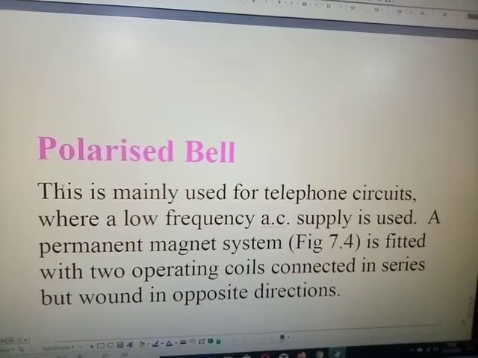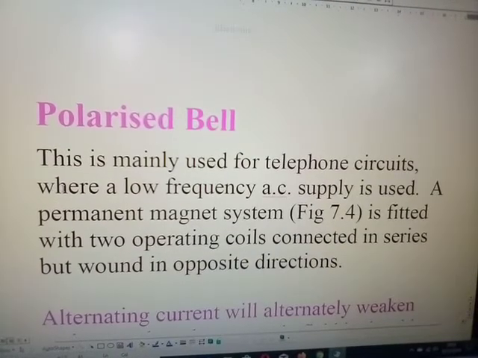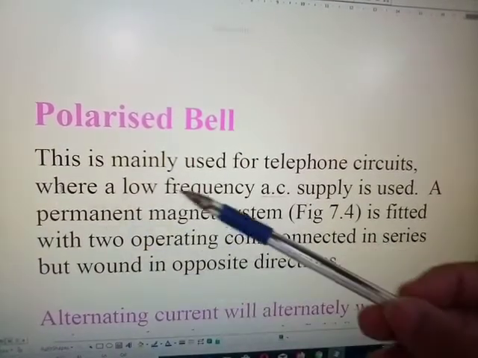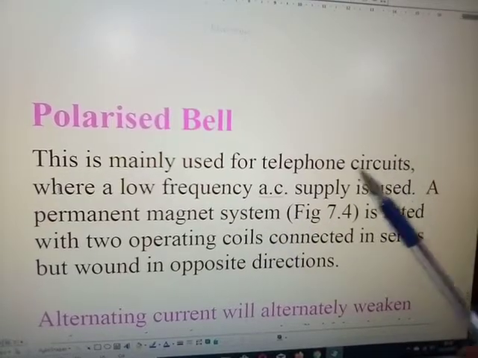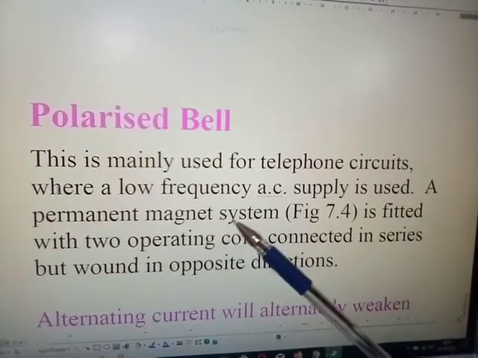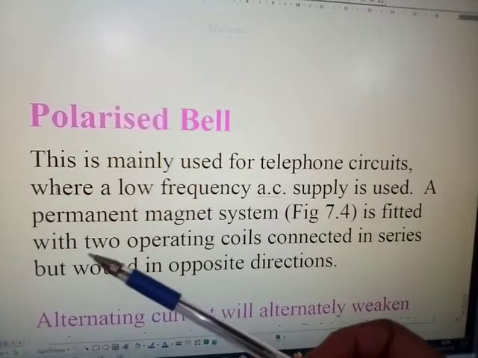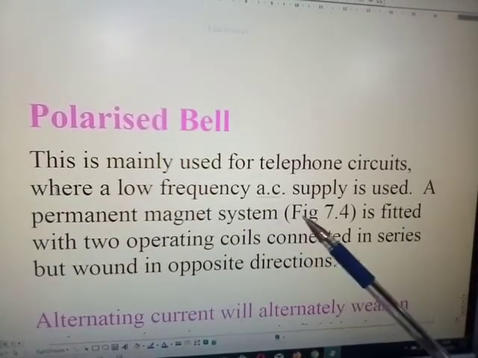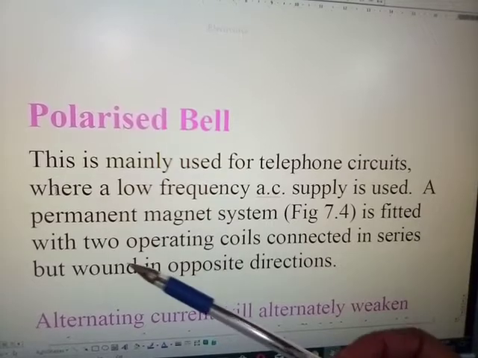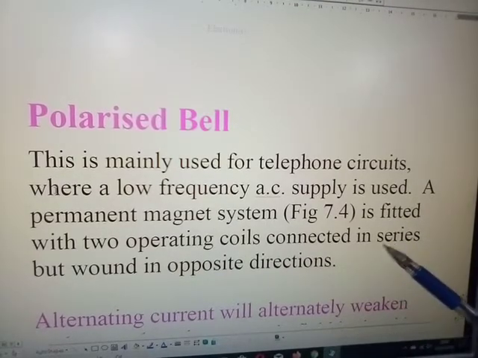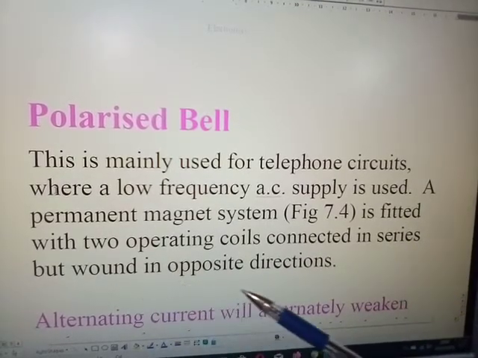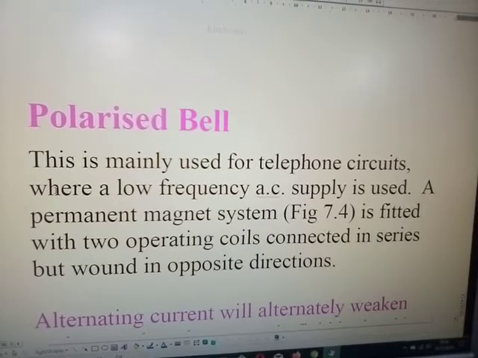Now here we have what's called a polarized bell. This is mainly used for telephone circuits where a low frequency AC supply is used. A permanent magnet system, figure 7.4, is fitted with two operating coils connected in series but wound in opposite directions.